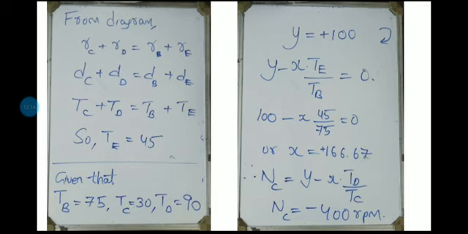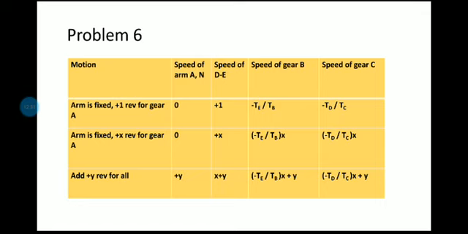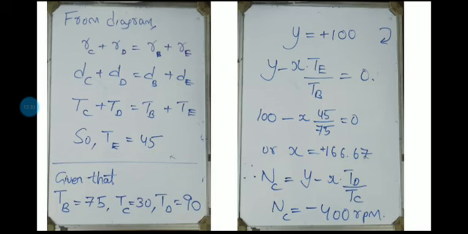That same expression can be written in diameter also. So DC plus DD. Then diameter and teeth are proportional, so you can write in teeth also. So you can write TC plus TD equal to TB plus TE. So B, C and D teeth are known. Only unknown is TE. So you will get TE as 45.